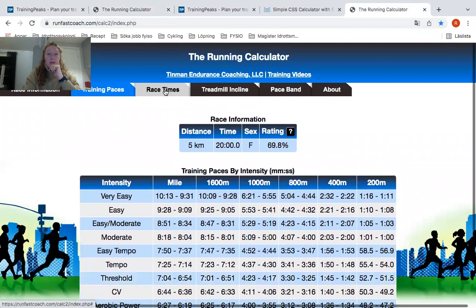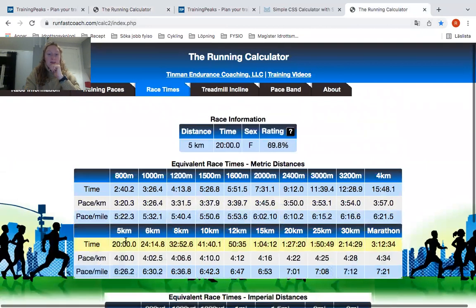In the running calculator, you can also have a look at race times, which this one has calculated, and see, okay, if you're on this on 5K, it calculates that you can run this on 10K and so on. Also can be good to use just to have a direction somehow. Remember, these are just calculated numbers. They are not correct. Remember the theory, right?